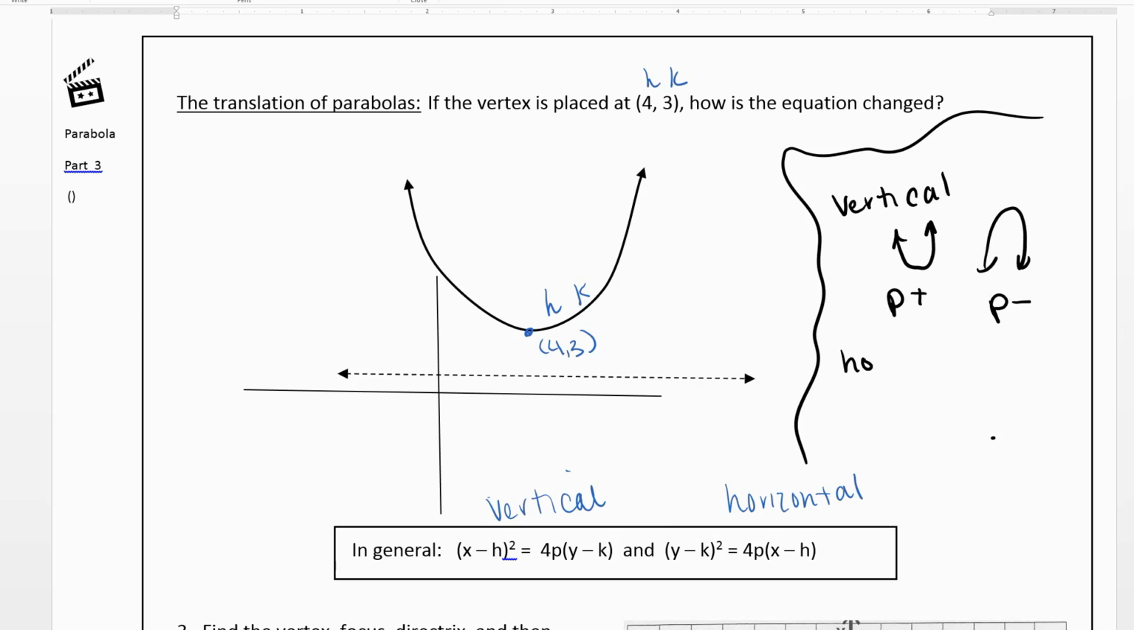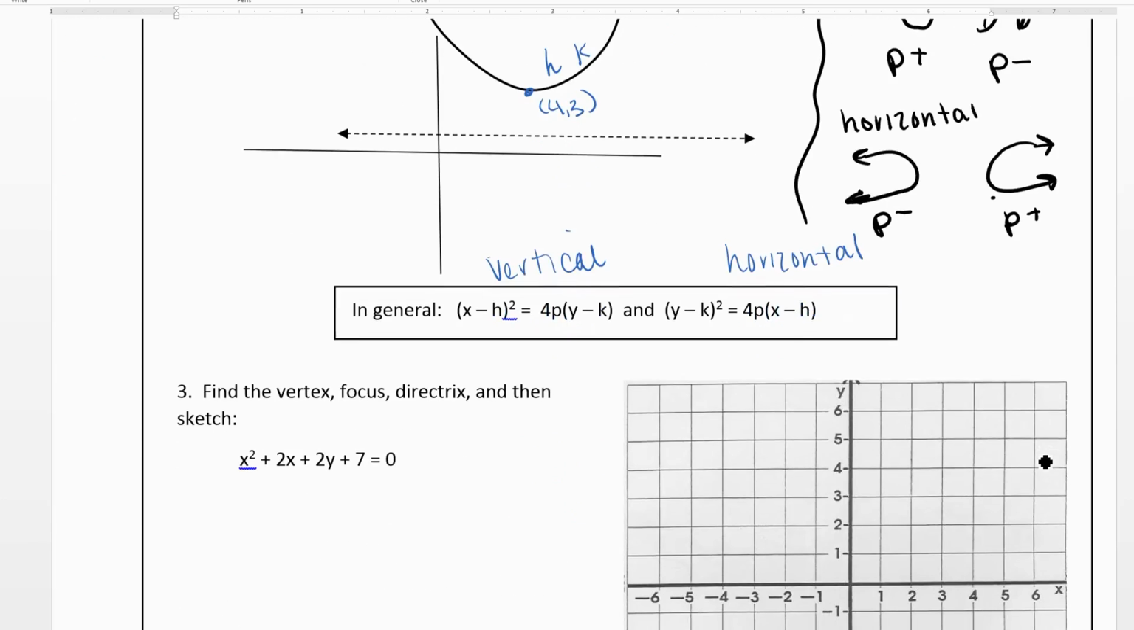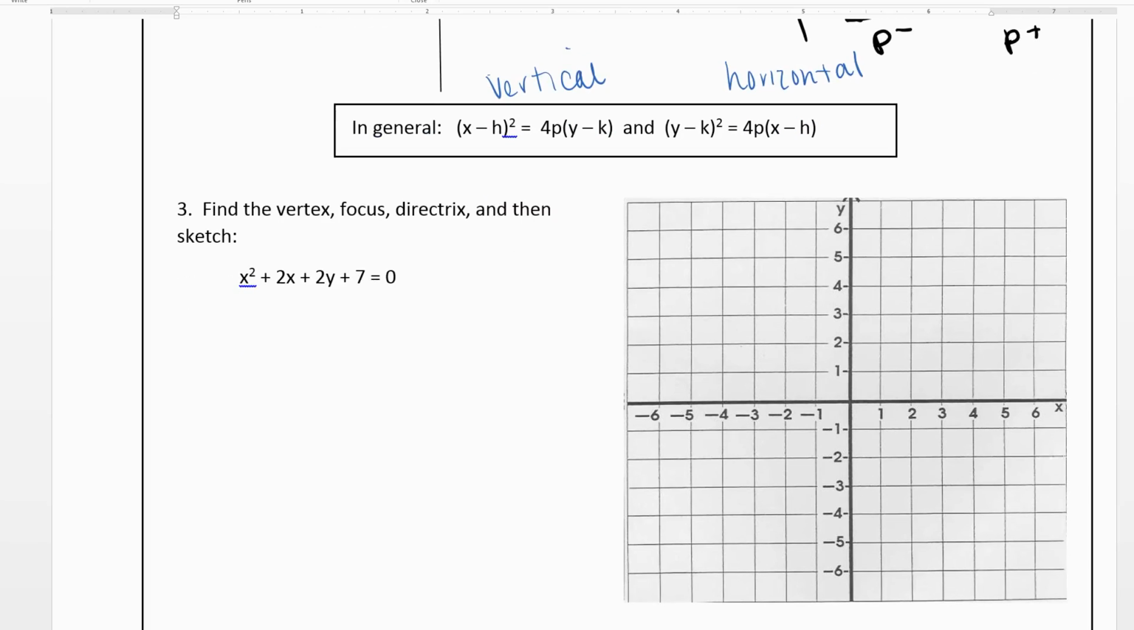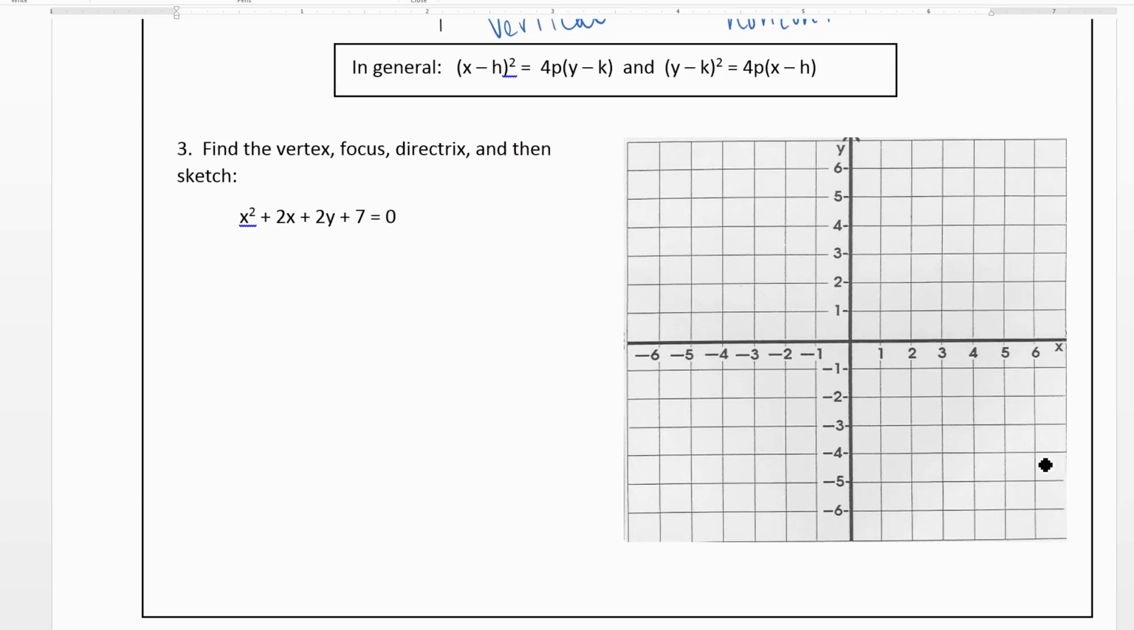And if you've got horizontal, you're either opening toward the left or opening toward the right, and this would be if p was negative or p was positive. So you're opening in the positive direction for either x or y if your p is positive, and negative if p is negative. Okay, so this says find the vertex, focus, directrix, and then sketch.